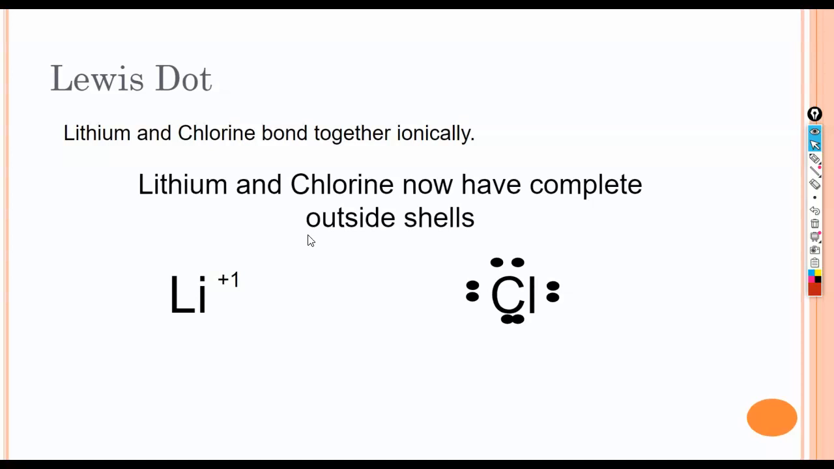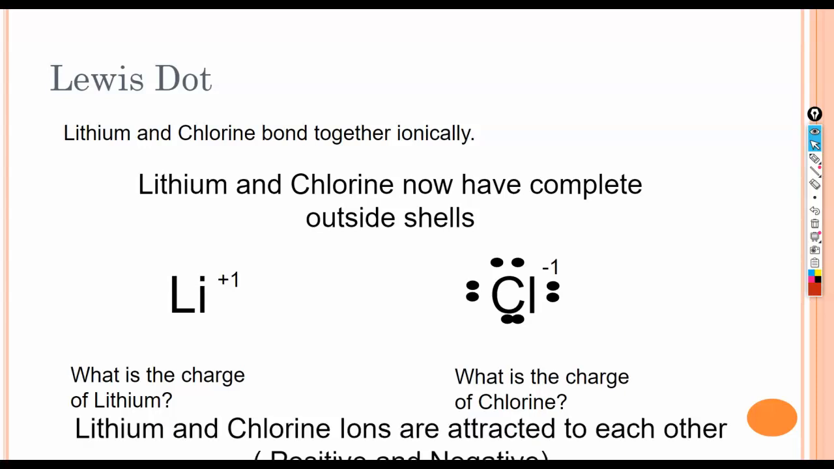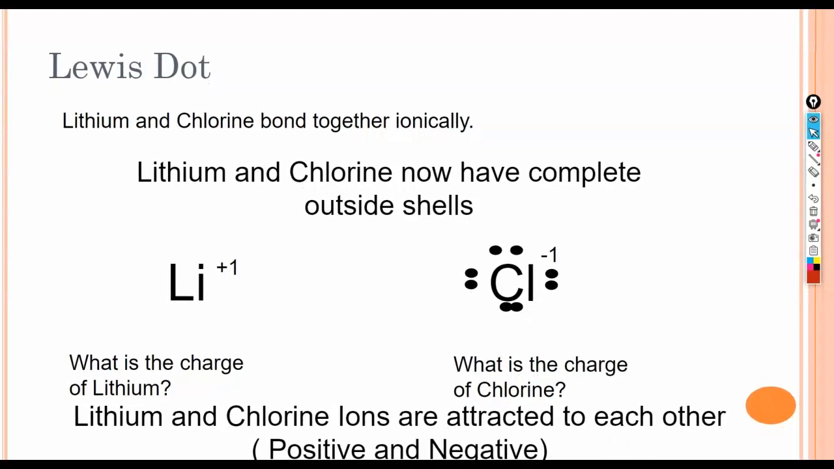Here you can see that they both now have complete outer shells. The lithium is going to lose an electron, so it's going to be a +1 charge. The chlorine is going to be a -1 charge because it gained an electron, but now they both have complete outer shells, so now they're both happy atoms. Because one is positive and one is negative, they are attracted to each other. It's kind of hard to see, but at the bottom it says positive and negative lithium and chlorine ions are attracted to each other because positive and negative attract. If you've ever heard opposites attract, that's where that comes from. Positives and negatives attract.